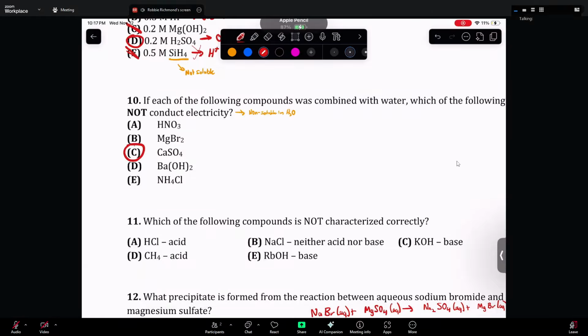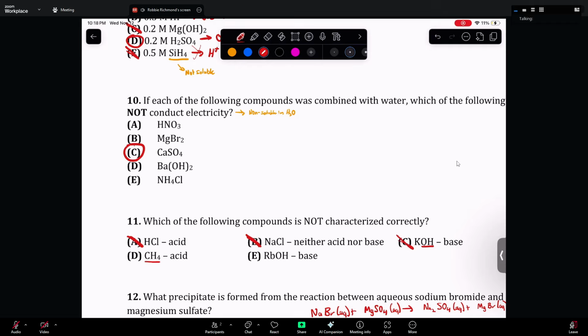Cool. Number 11, which of the following compounds is not characterized correctly? HCl, that is an acid that's soluble in solution and can donate a proton. NaCl is neither a base nor an acid because it doesn't have hydrogen or a hydroxide. We haven't covered any other forms of acids. So for Gen Chem 1, we're only looking at hydroxide and hydrogen cations, aka protons. I see OH, that's a base.